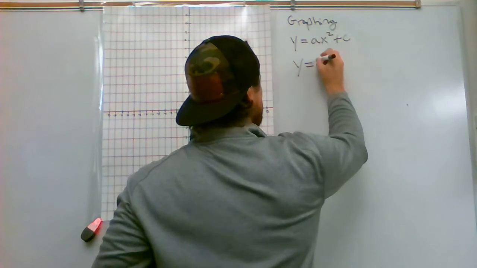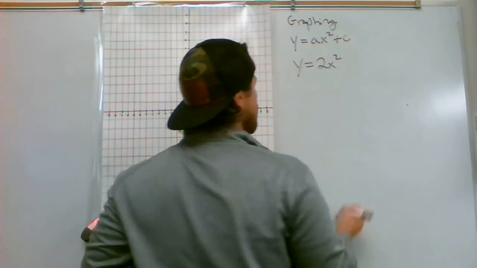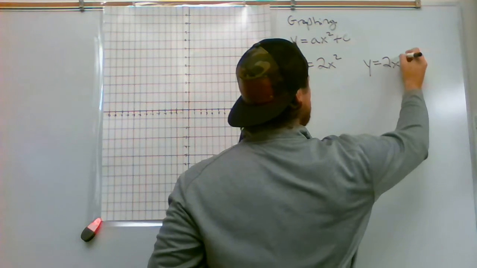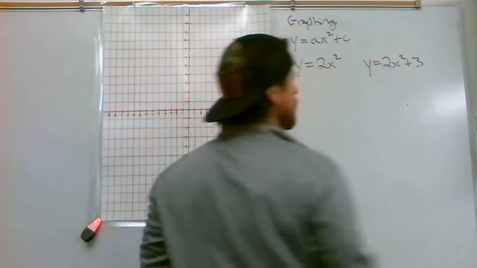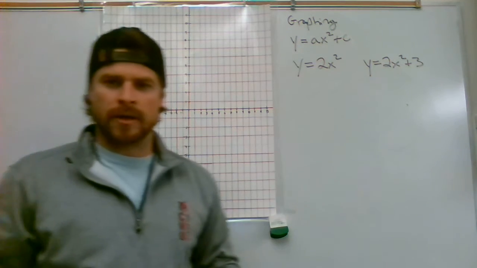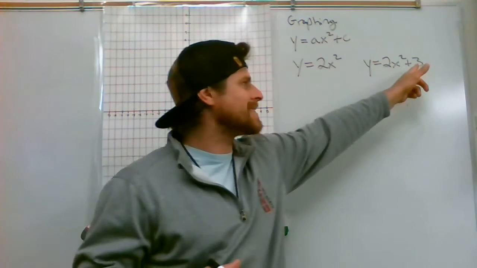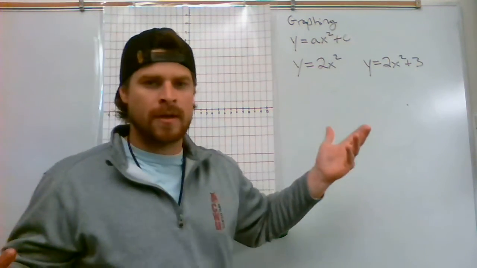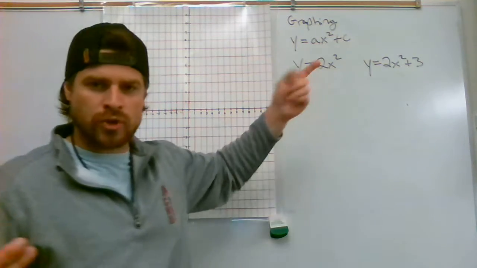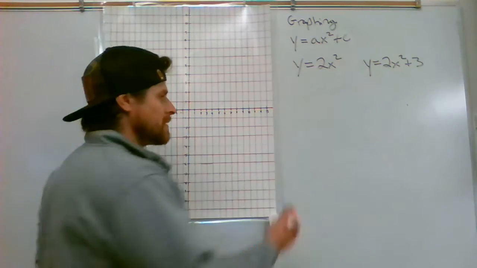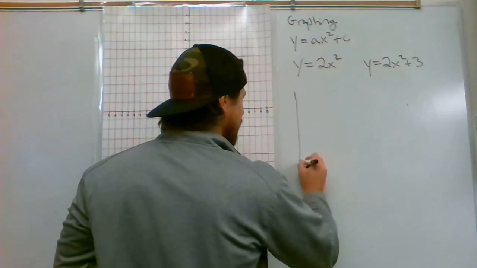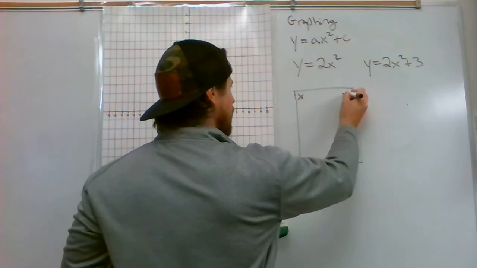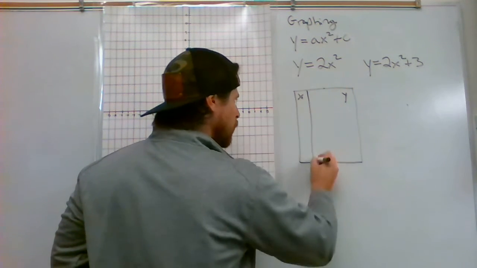y equals 2x squared. And then we're also going to graph y equals 2x squared plus 3. Okay, two very similar equations, but one has the c constant at the end, while the other one doesn't have a c at all. So let's first graph this one, which you should have learned how to do in my previous video. We're going to make a table of values, x values, y values, and then we're going to put the work in the middle.